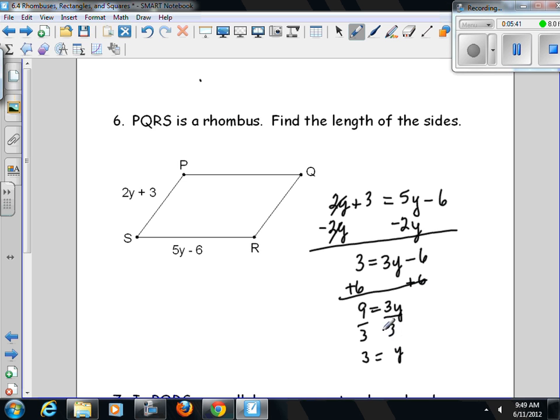Now that's just what y is. We want to know what the actual length of the sides are. So we're going to have to plug 3 in place of y. So 2 times 3 plus 3 gives us 6 plus 3, which gives us 9. So this side is 9. Well, it should turn out that the other side is 9 as well. Let's just test it. Plug in 3 in place of y. 5 times 3 minus 6. 5 times 3 is 15. Minus 6 is indeed 9. So every side should be 9, since it is a rhombus.